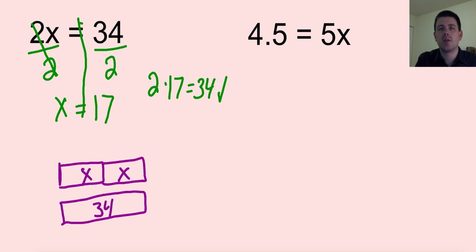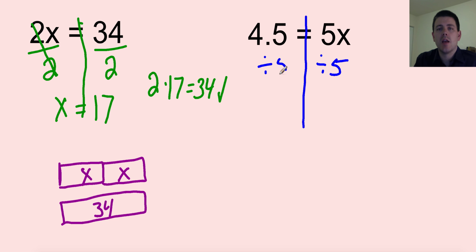Let's take a look at the next one. 4.5 equals 5x. So we draw a line down through the middle, and remember to always start with the x. That's going to decide what you do in the problem. 5x means 5 times x. Well, I just want to know what plain old x is, just 1x. So I'm going to divide by 5.